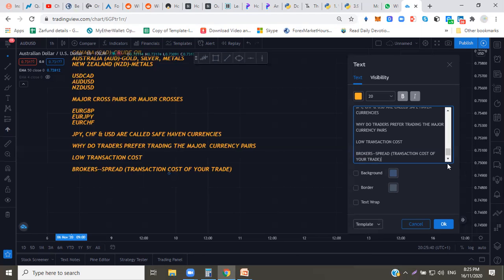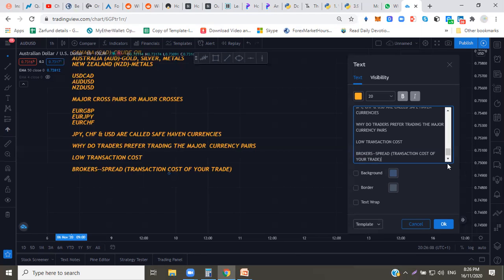So this is the reason why traders prefer trading major pairs, because their transaction cost is low. If you are trading minor pairs, sometimes the whole profit you make on a trade will not be enough to cover the cost of your transaction.